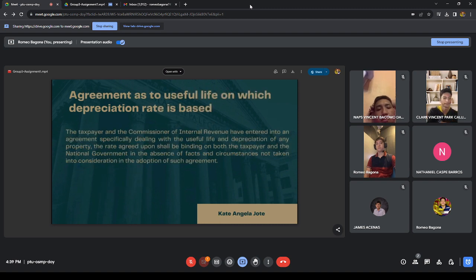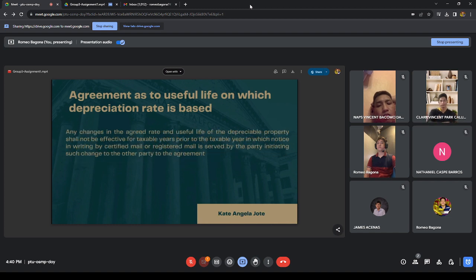Agreement as the useful life on which depreciation rate is based. Where under rules and regulations prescribed by the Secretary of Finance, the taxpayer and the Commissioner of Internal Revenue have entered into an agreement specifically dealing with the useful life and depreciation of any property, the rate agreed upon shall be binding on both the taxpayer and the national government in the absence of facts and circumstances not taken into consideration in the adoption of such agreement. The responsibility of establishing the existence of such facts and circumstances shall rest with the party initiating the modification.